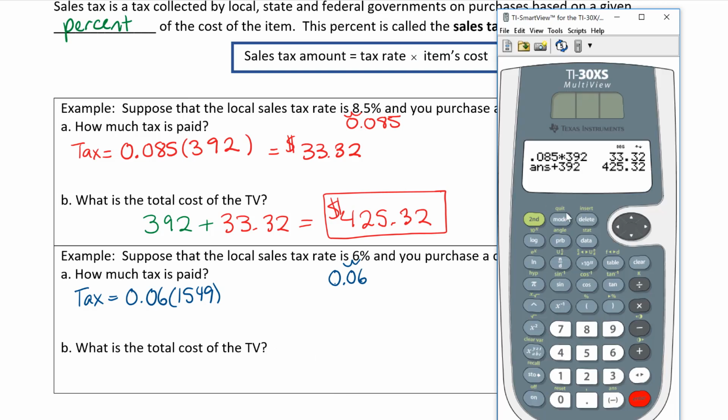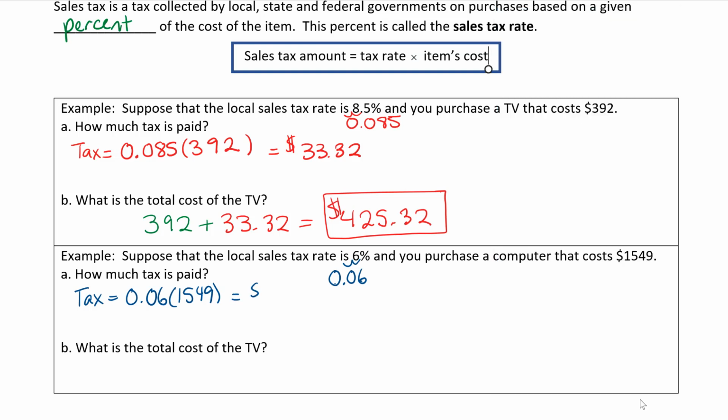Take out my calculator, clear out my last problem. 0.06 times 1549. That's going to get me $92.94. And that is the tax that I'm going to pay on top of the total cost of the computer.